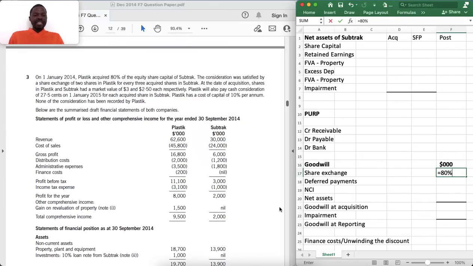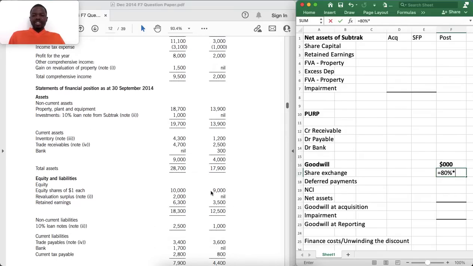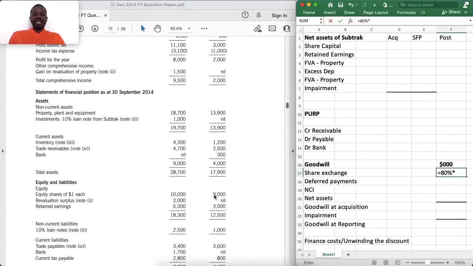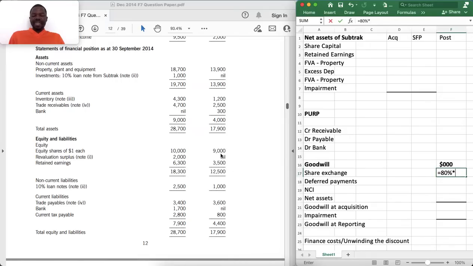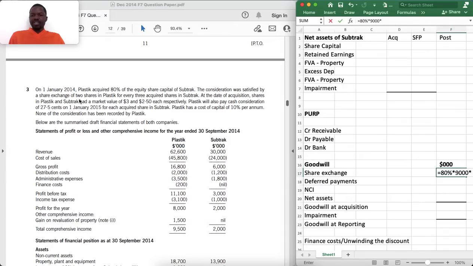Plastik acquired 80% multiplied by the share capital of the subsidiary, that is Subtract of 9,000. But it was through a share exchange of how much? Let's get the basis. 2 for every 3. So we multiply by 2 divided by 3 multiplied by the share price of the parent, which was 3. We get 14,400 for share exchange.